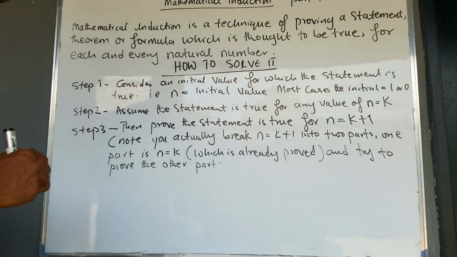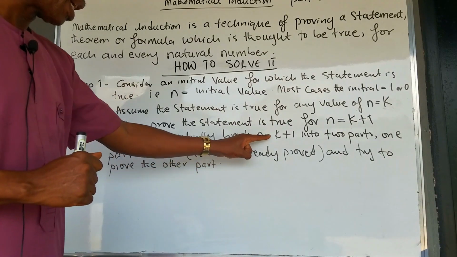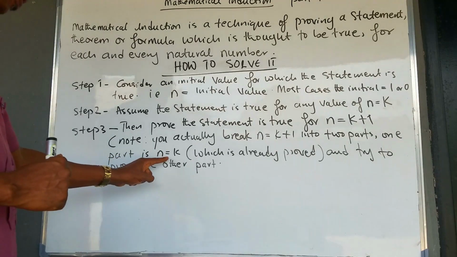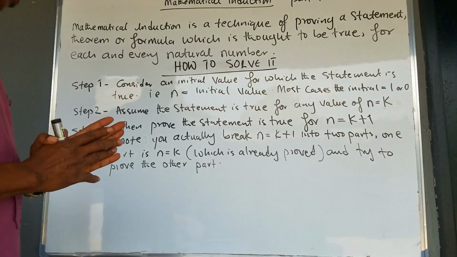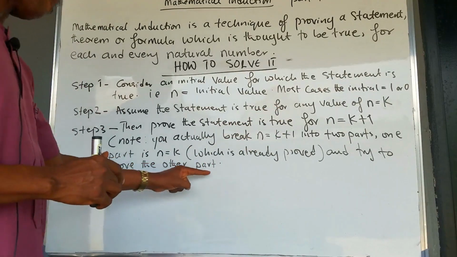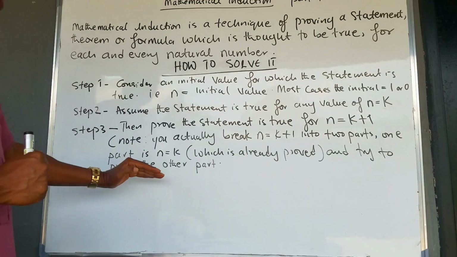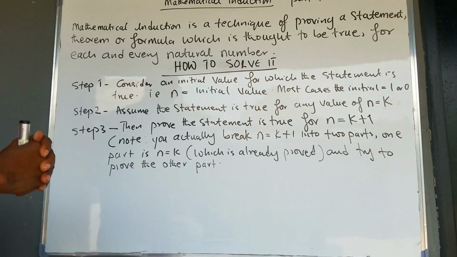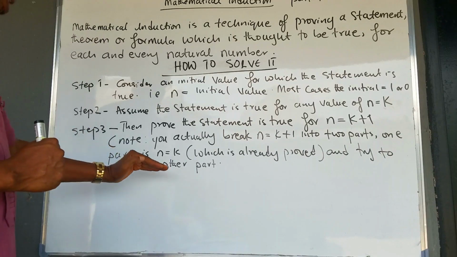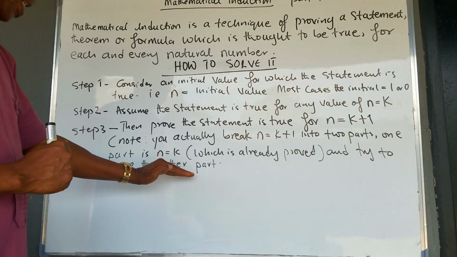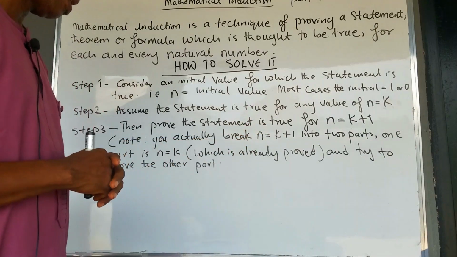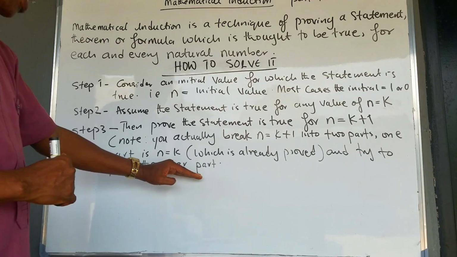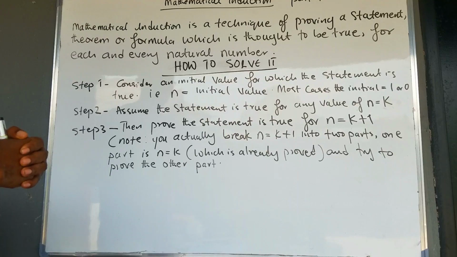Now note, you actually break n equal to k plus 1 into 2 parts. One part is n equal to k, which is already proved, and then you try to prove the other part. This is where most students usually have problems. But in this video, I will spend time to demonstrate how you can split the parts when n is equal to k plus 1, because this is where students normally have issues. And it's also very, very simple.